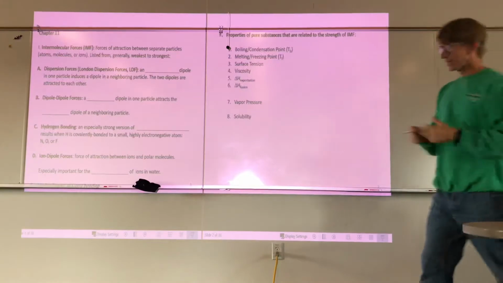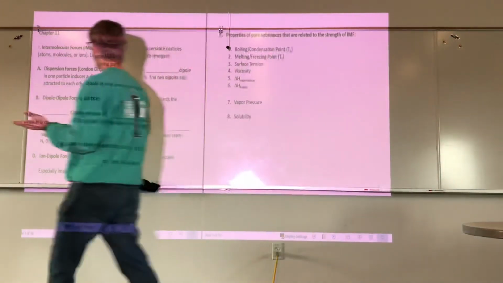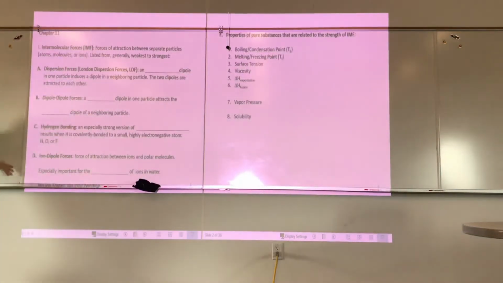We were talking about intermolecular forces, and I know we went through this slide already, but I want to put it back up here and say that this is listed from weakest to strongest. Later in this lecture, and certainly on the chapter 11 homework, we'll be asking you to rank intermolecular forces, and generally you'll go from weakest to strongest.